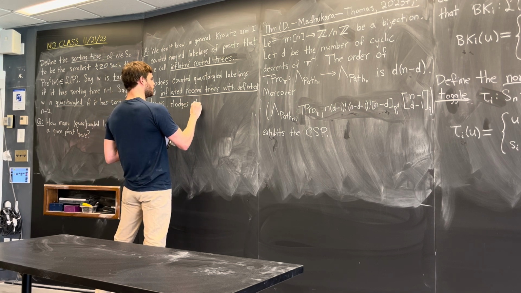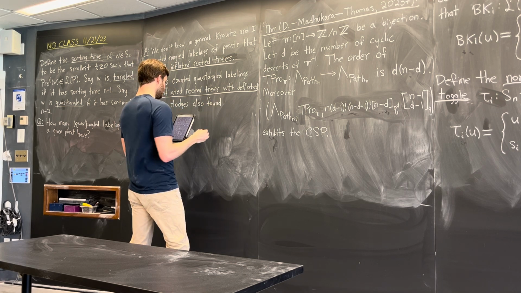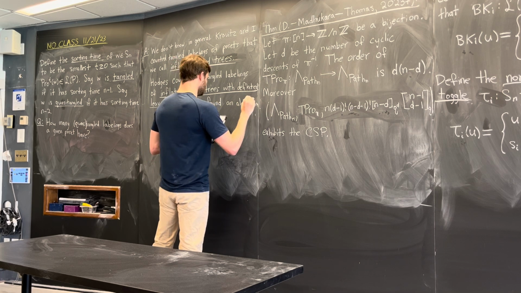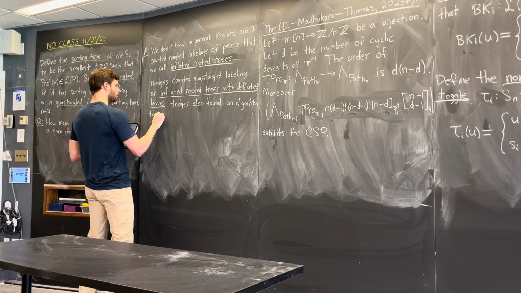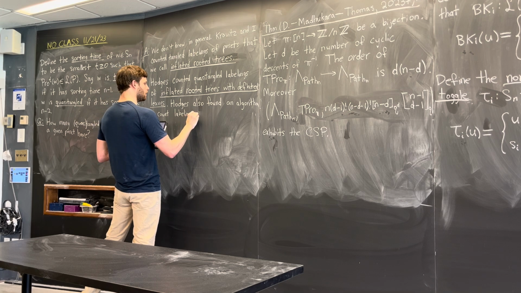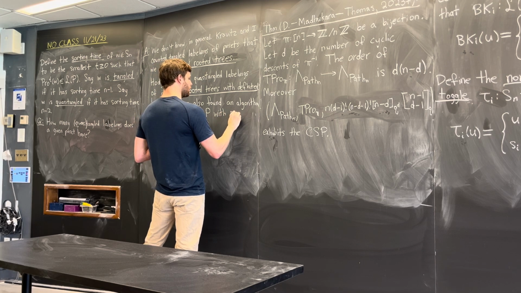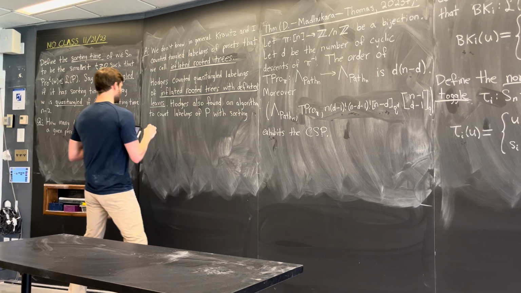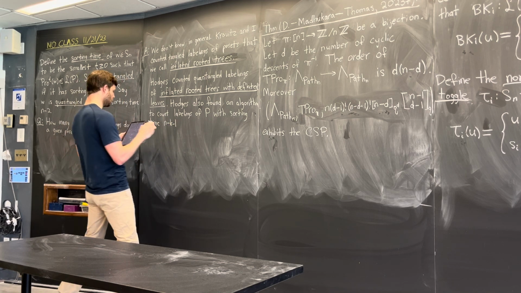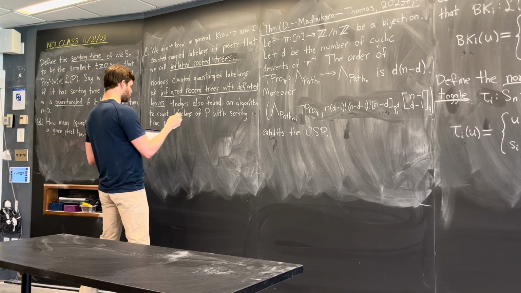Hodges also found an algorithm to count labelings of P, some poset P, with sorting time n-k-1 for some fixed k, when P is a rooted tree.